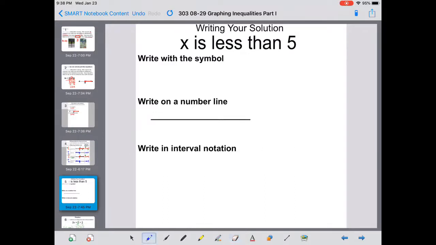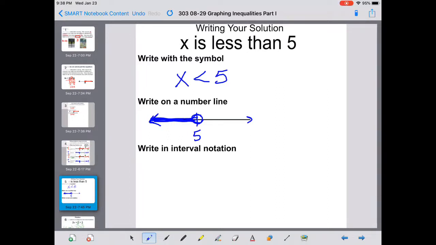x is less than 5. So we're going to write x is less than 5 using the less than symbol. We're going to draw this on our number line. 5 goes in the middle. We're going to put a circle around the 5. Because there's no equal to, we're not filling in that circle. And we're shading to the left of the 5. Remember, less and left, they sound alike.